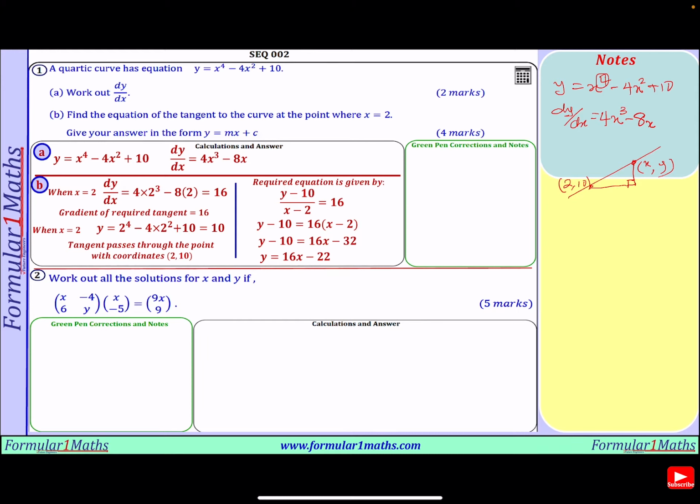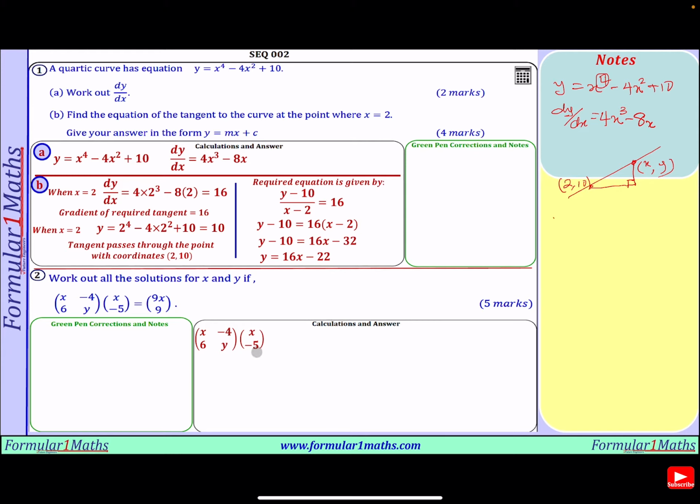Question 2. Work out all the solutions for x and y if this matrix here times this vector is equal to this vector. So we multiply out and we get this. x times x is x squared, minus 4 times minus 5 is 20.